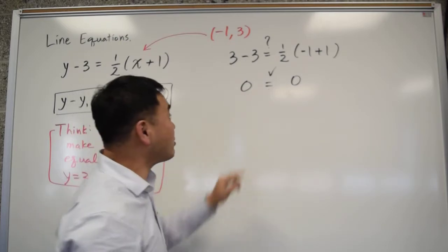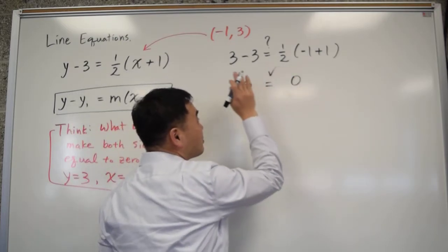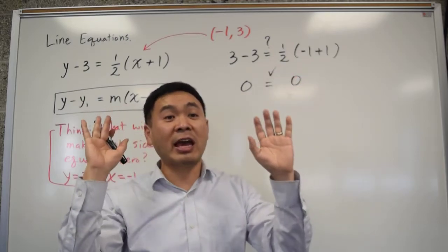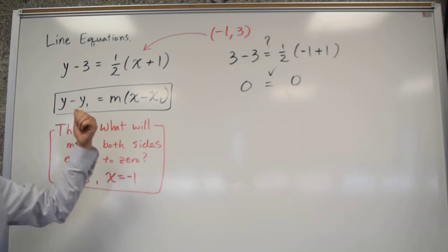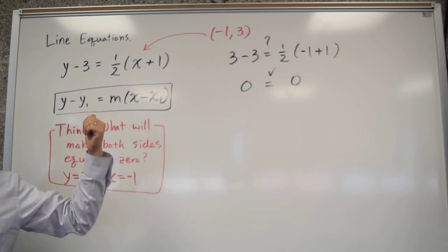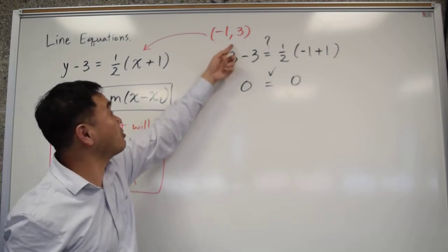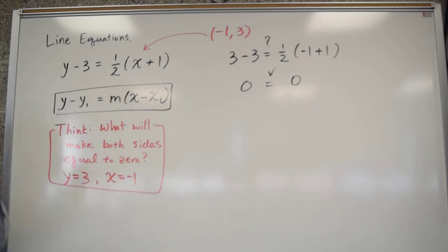Whenever this equality holds, if the left side and right side evaluate to the same number, then we know that point is on the graph. So we do know that negative 1 comma 3 is on the graph. That's a good piece of knowledge.